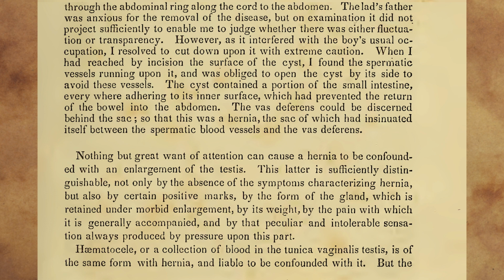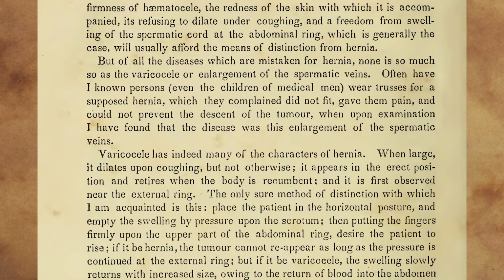Hematocele, or a collection of blood in the tunica vaginalis testis, is of the same form with hernia, and liable to be confounded with it. But the firmness of hematocele, the redness of the skin with which it is accompanied, its refusing to dilate under coughing, and a freedom from swelling of the spermatic cord or the abdominal ring, which is generally the case, will usually afford the means of distinction from hernia.